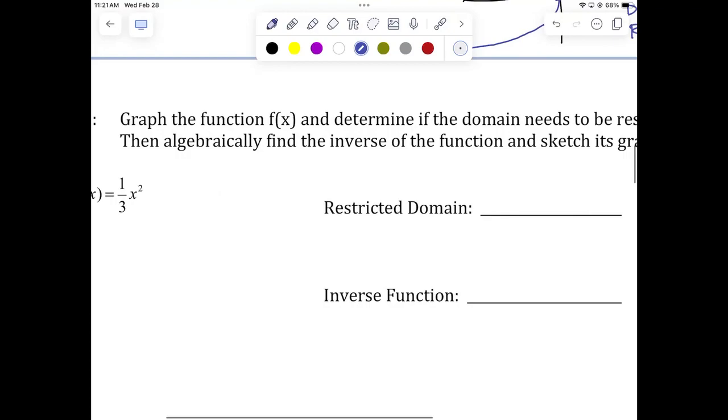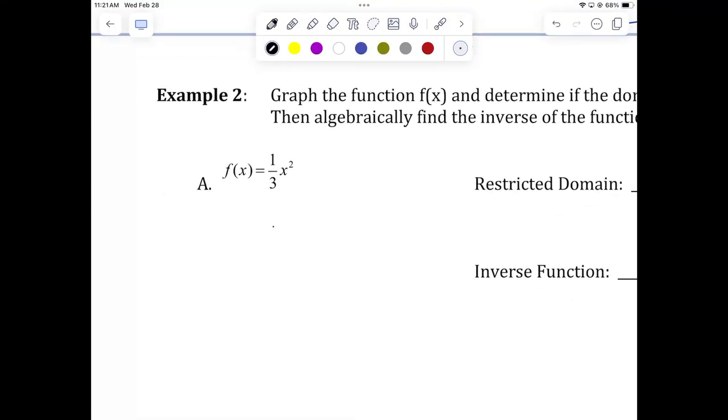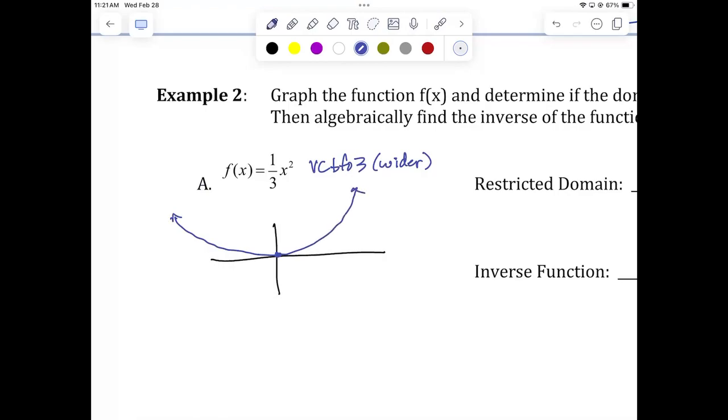Let's go ahead and sketch the graph real quick. What is the 1/3 going to do to the graph of x squared? Vertically compress it by a factor of what? 3. That's just going to make it wider. I'm not going to draw x squared and 1/3 x squared. I'm just going to draw 1/3 x squared like this, a little bit wider than a normal parabola. There's what the graph of f of x looks like.